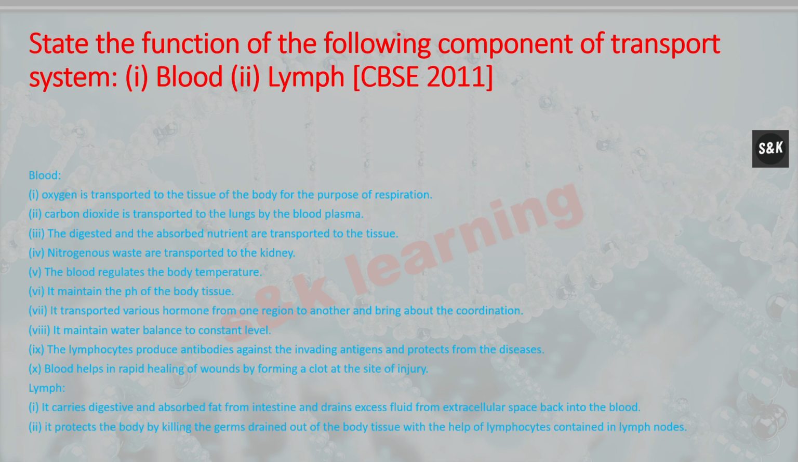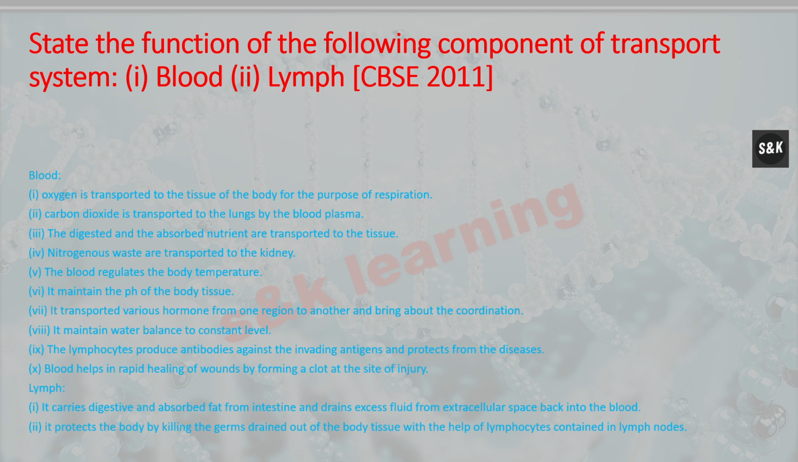Next, state the function of the following components of the transport system. A. Blood, lymph. So blood. Oxygen is transported to the tissues by the blood for the purpose of respiration. Second, carbon dioxide is transported to the lungs by the blood plasma. Third, the digested and absorbed nutrients are transported to the tissues. Fourth, nitrogenous waste is transported to the kidney. Fifth, the blood regulates body temperature. Sixth, it maintains the pH of the body tissue.